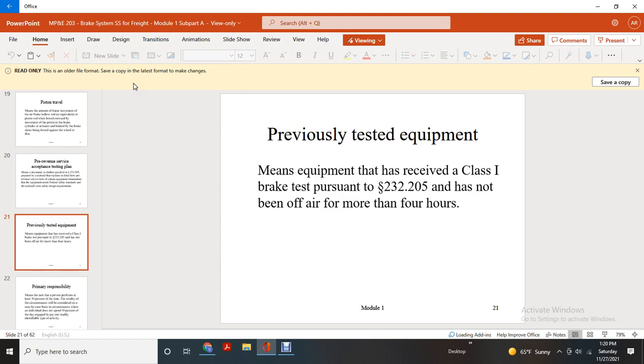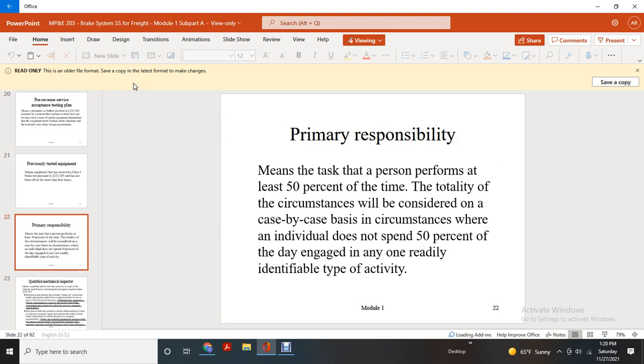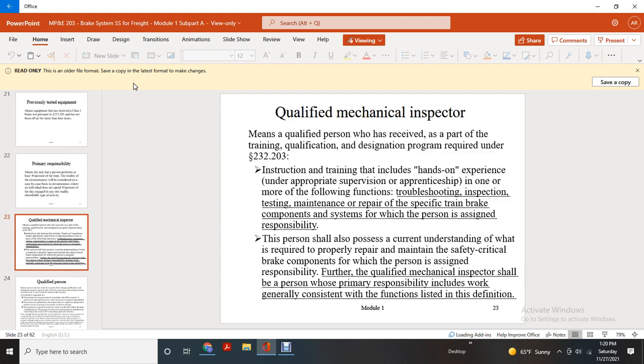Previously tested equipment means equipment that received the Class 1 brake test pursuant to 232.205 and has not been off air for more than 4 hours. Primary responsibility means the task the person performs at least 50% of the time total, considered on a case-by-case basis for the circumstances, where the individual does not spend 50% of the day engaged in one readily identifiable type of activity.